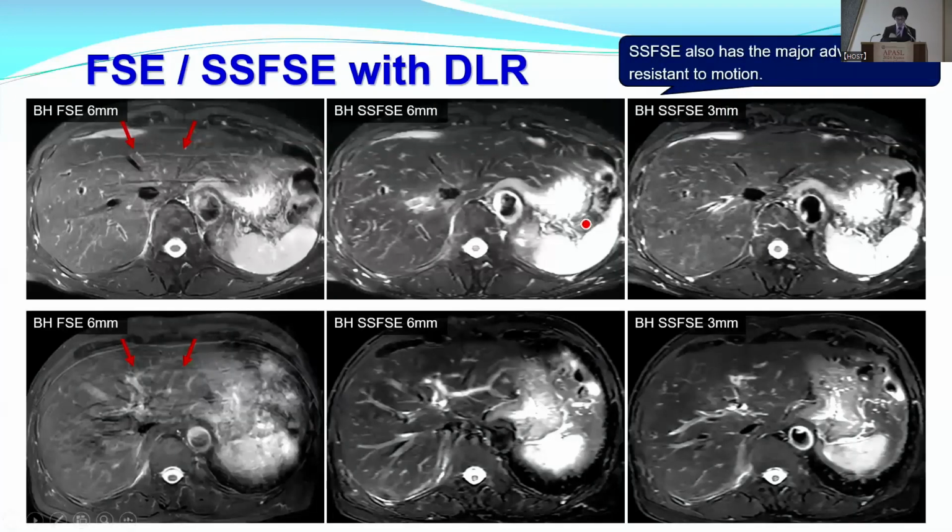Another advantage of the single-shot T2 sequence is its resistance to motion. These are two different cases of T2 weighted images. On the fast spin echo T2 weighted image, substantial motion artifact has occurred due to patient motion. On the other hand, the single-shot T2 weighted image has less motion artifact and clearly depicts the intrahepatic duct and portal vein.